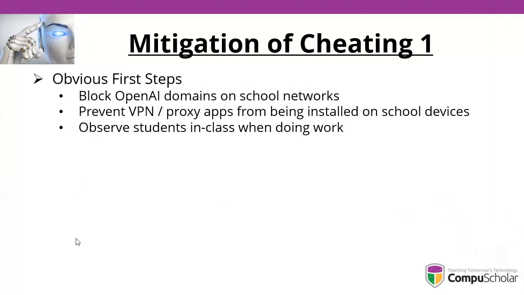So given that this does seem to be a useful tool for students, let's talk about some strategies maybe to help mitigate the impact. As obvious first steps, when you're in a school environment, you can ask your IT staff to block the OpenAI domains on the school networks, so students simply will not be able to get to these chat tools from within the school. And as a partner to that exercise, you'll want to prevent VPN and proxy apps from being installed on the school devices. It doesn't do you any good to block a domain if a student can bypass that block through a VPN or a proxy app.